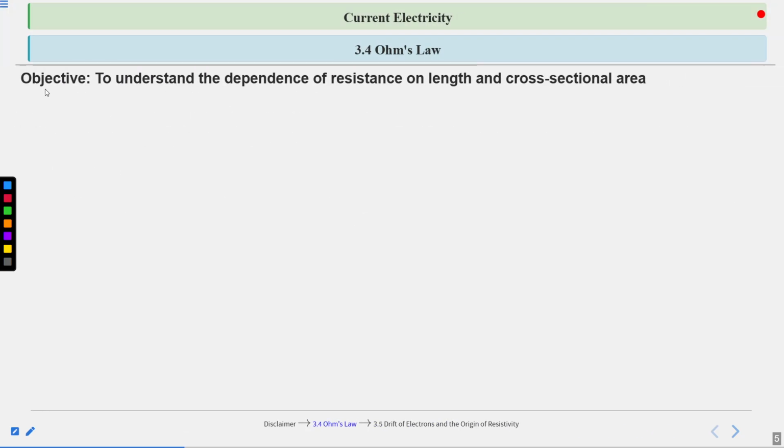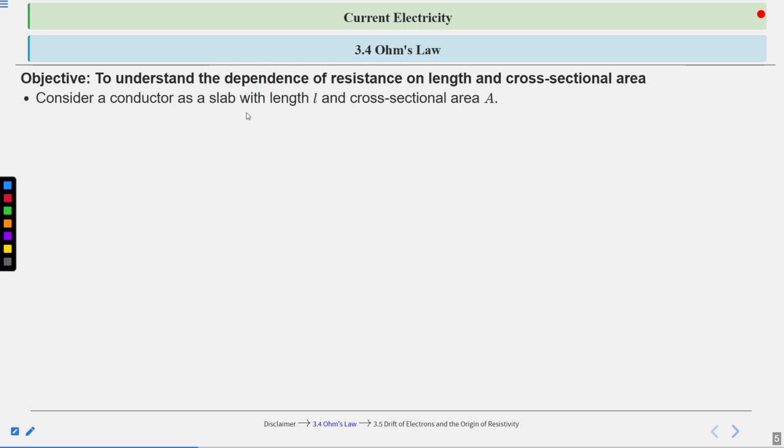So what is the objective of learning Ohm's law here? To understand the dependence of resistance on length and cross-sectional area. That is, what is the dependence of resistance on the dimensions of the conductor, and which dimensions? Length and cross-sectional area.